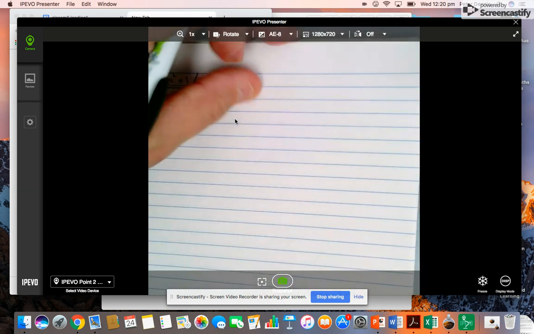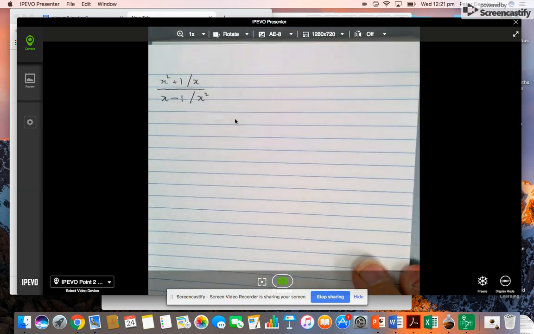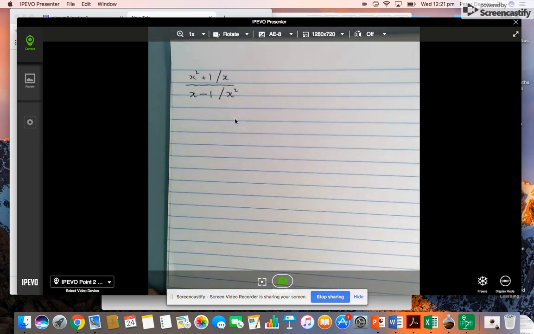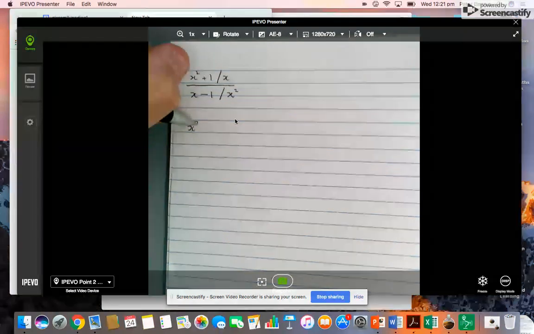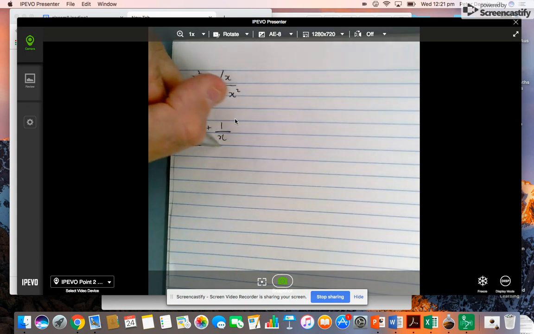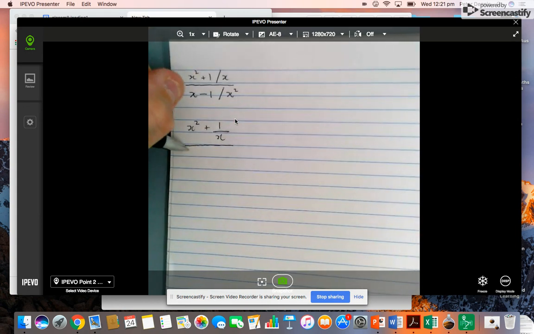Now, this was one of the questions from the homework sheet, and I thought I just might go through this because this is very, very technical. So let's have a look at this. Let's write it out first. Let's write it out as x squared plus 1 over x. That's what this is. And we're dividing all of that by x minus 1 over x squared.